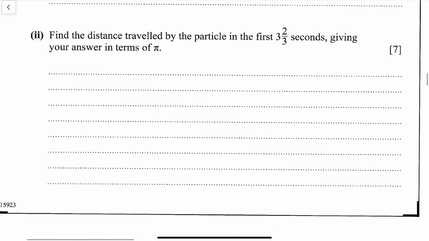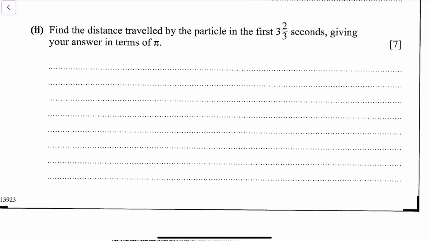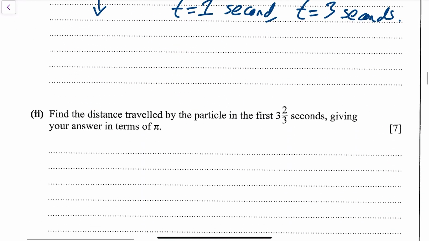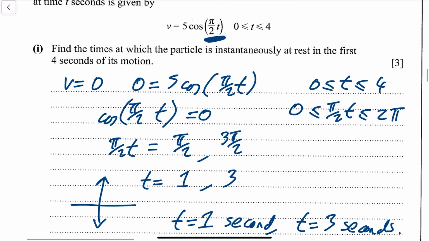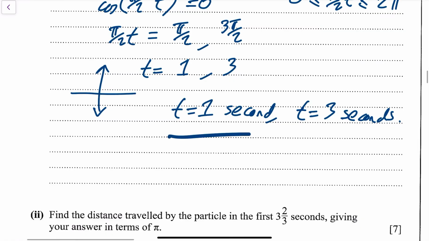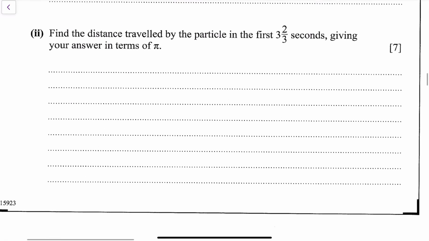Okay. Next one says, find the distance travelled by the particle in the first 3 2/3 seconds, giving your answer in terms of pi. I've just done a wee video with that a while ago, a few weeks before the last exam. This is a tricky version of this because it's got this trig involved. Hopefully you got these because you need these for the next bit.